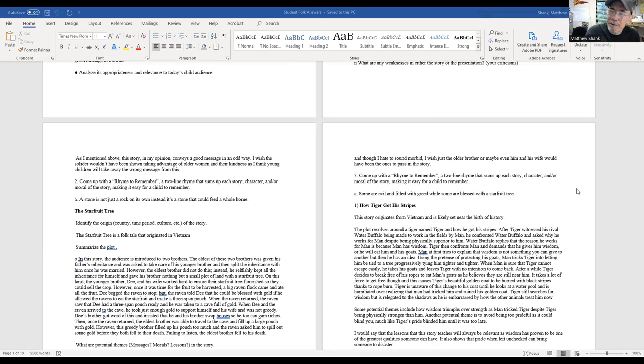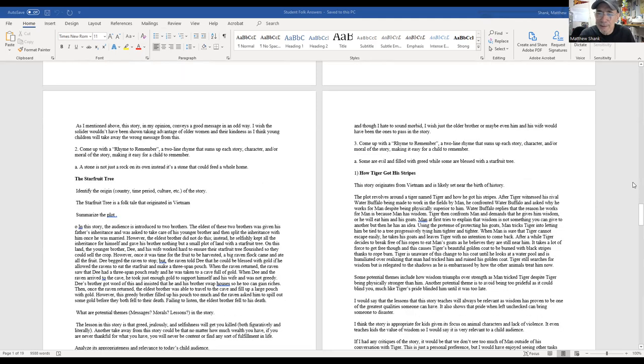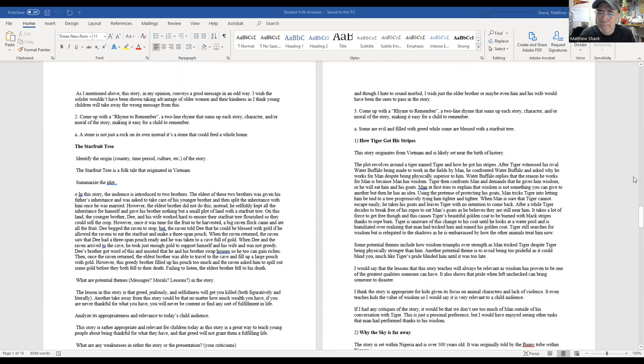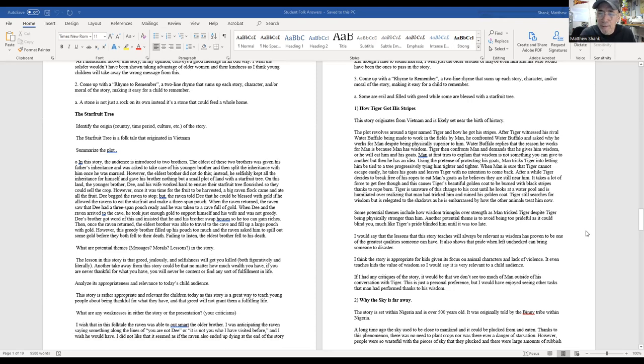So if a kid ever wondered, how did the tiger get his stripes? This is a cute little story that talks about it. But there are themes here. A potential theme is to avoid being too prideful, as it could blind you, much like the tiger's pride blinded him until it was too late. So, there's a message there. There's a moral there as well.